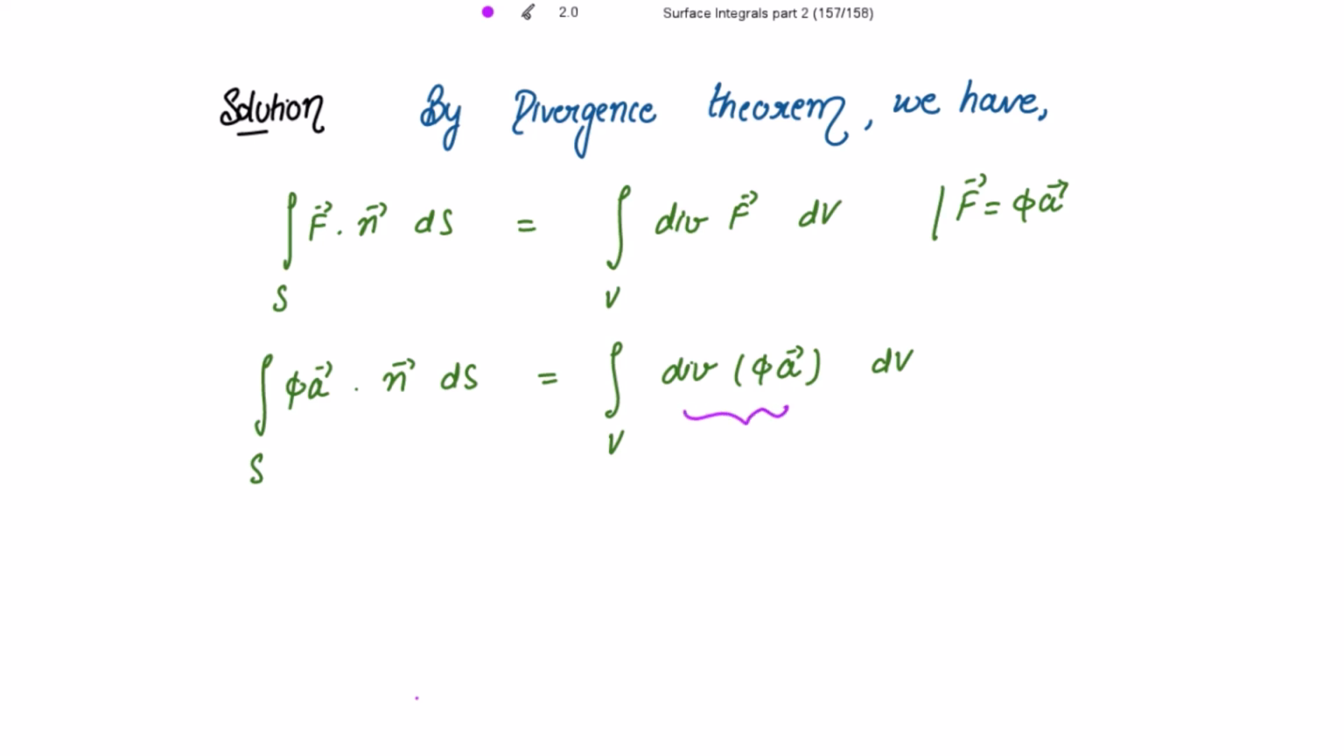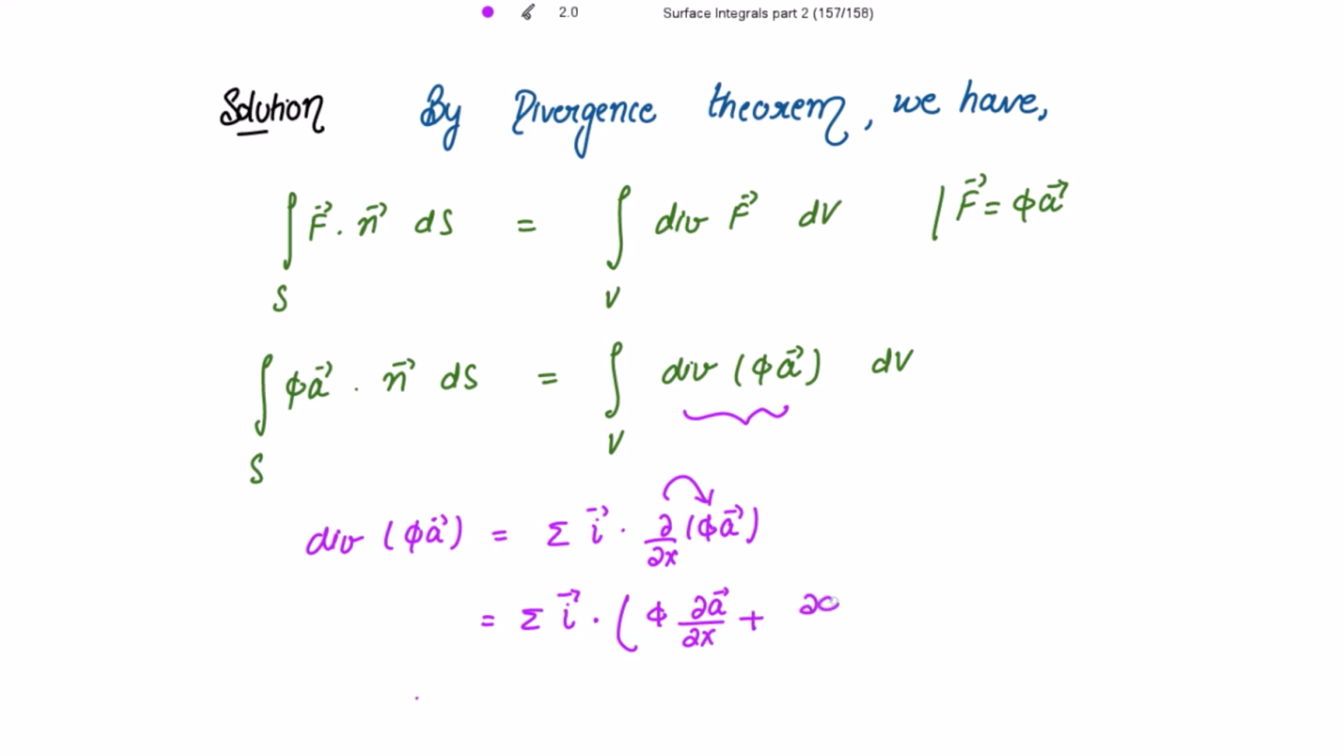Let's evaluate this first. So the divergence of phi a vector, this is equal to summation i vector dot product with partial derivative of phi into a vector with respect to x. So this is equal to summation i vector dot product with, okay, differentiating this phi a vector with respect to x. So this is phi into partial derivative of a vector with respect to x plus partial derivative of phi with respect to x into a vector.